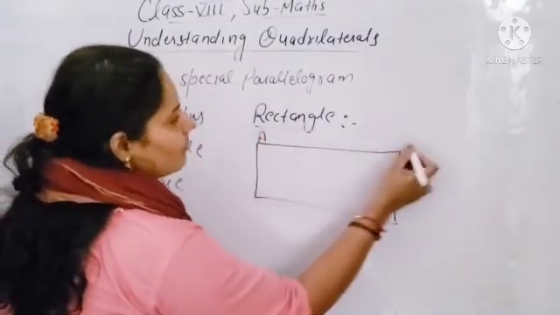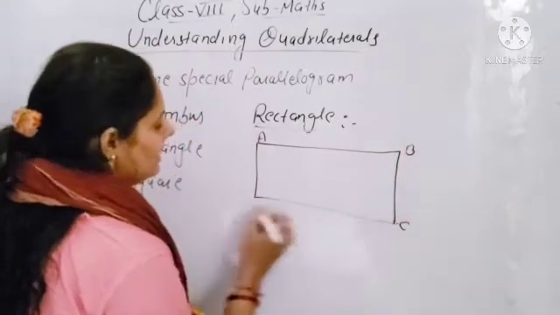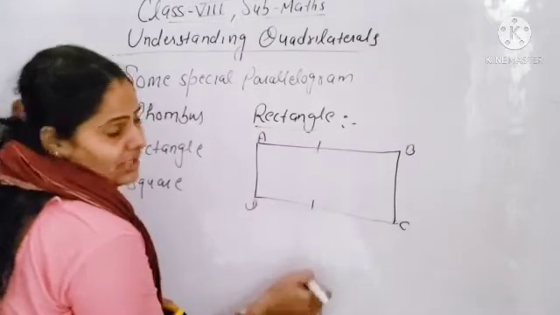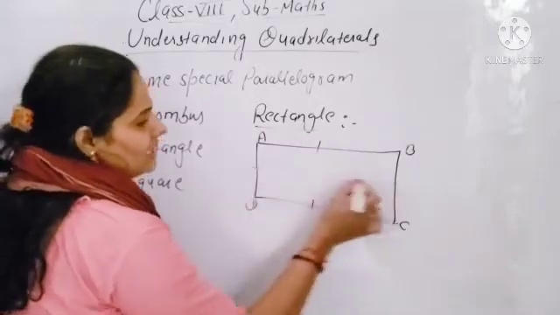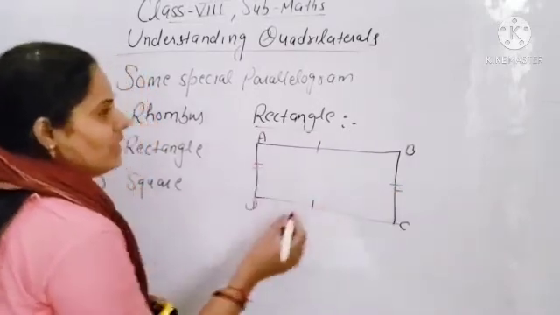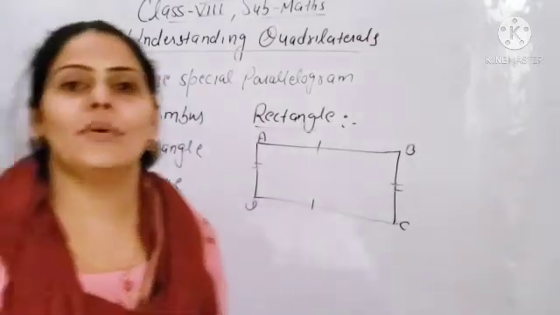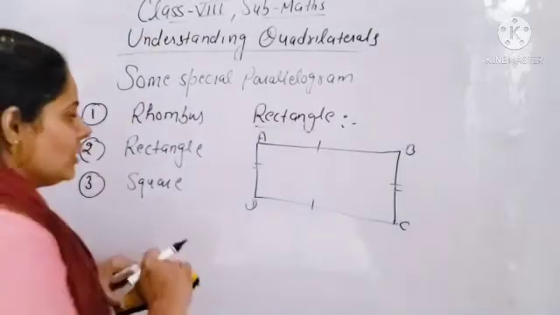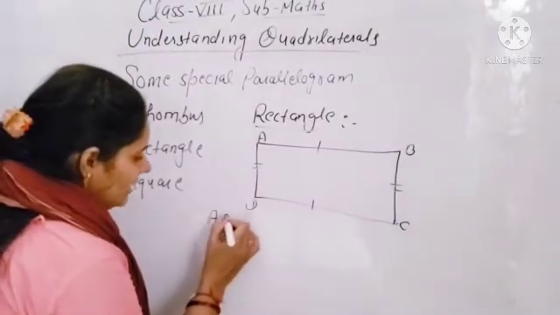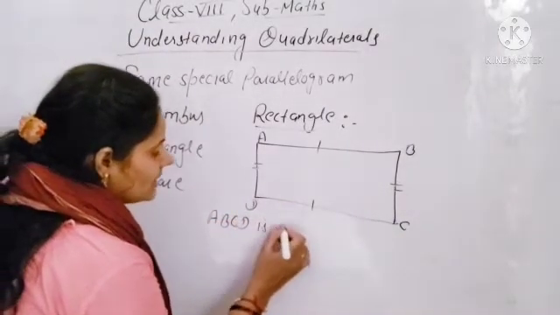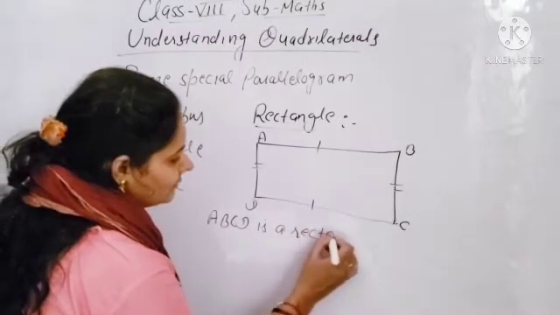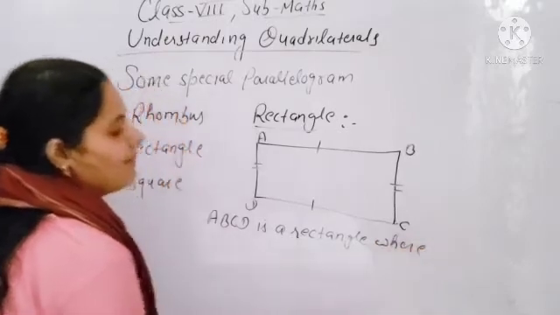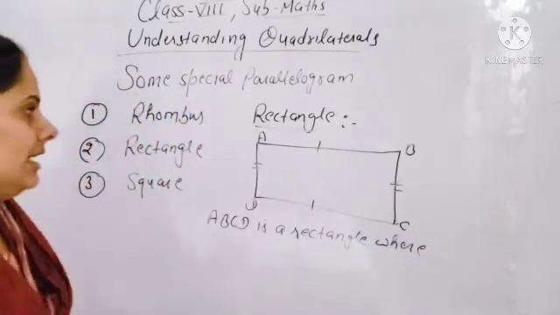Okay, so ABCD is a rectangle. In this rectangle, this side is opposite to this, so this is parallel to this, and this one side will be parallel to this. So in this rectangle also, opposite sides will be parallel, so you can say it will be a parallelogram. Clear, beta? ABCD is a rectangle where opposite sides are parallel, so it will also be a parallelogram.